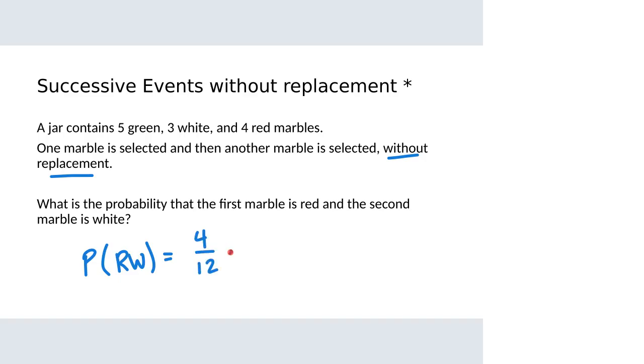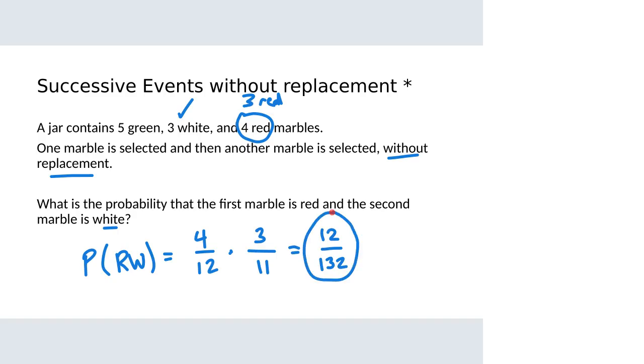And here's where the change comes in. The probability of getting white on the second draw, the key is we started with 4 red, but we took 1 red out. So at this point now, we only have 3 red left in there, which means we only have a total of 11 marbles in there. Now, all 3 white ones are still there, so the probability of getting white is 3 out of 11. We'll multiply those together and wind up with 12 out of 132. And again, that could reduce, but you don't have to reduce it.